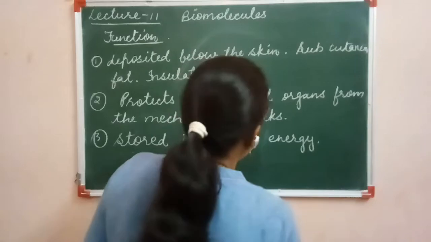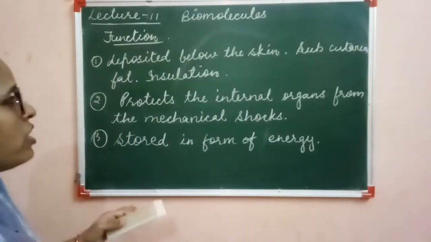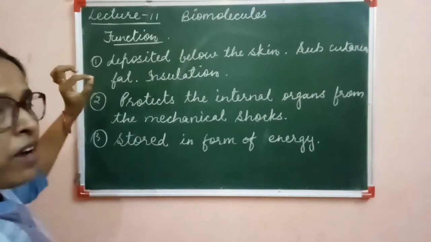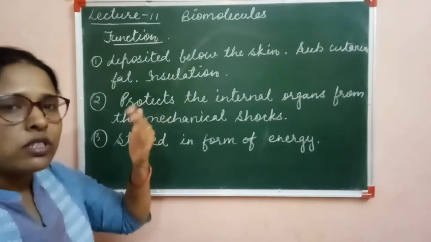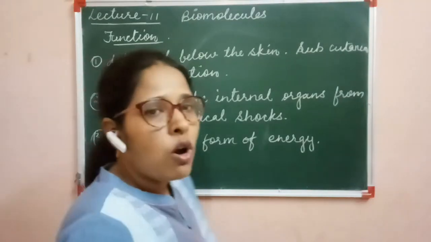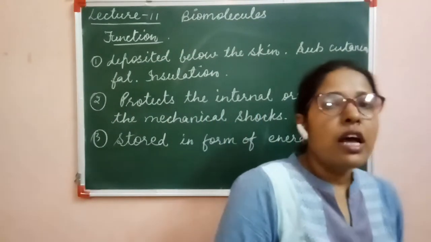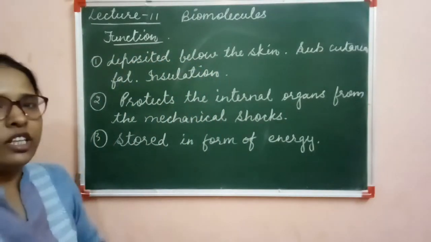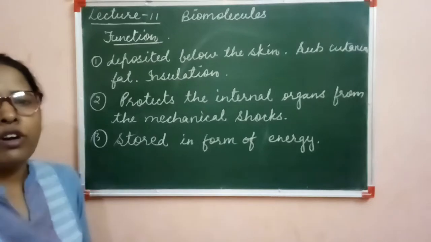Clear? So these are all the functions of the neutral fat. First, it provides insulation because it gets deposited below the skin. It also provides protection to the internal organs from mechanical shocks, and the third one is it is stored in the form of energy in the body. This is all about the neutral fat.